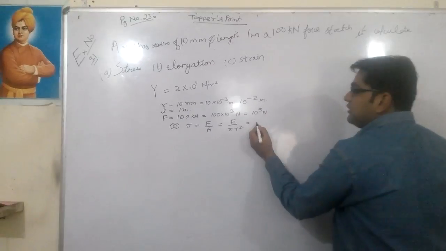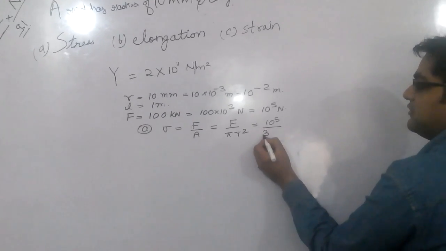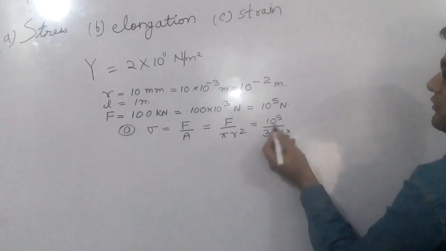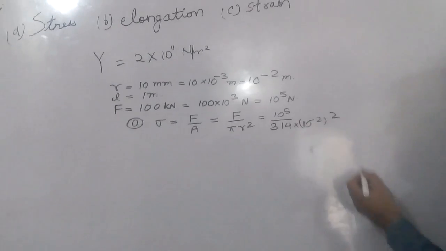So, we will put the value of force. Value of force is 10 to the power 5. Pi has value 3.14 and radius equals to 10 to the power minus 2 whole square.